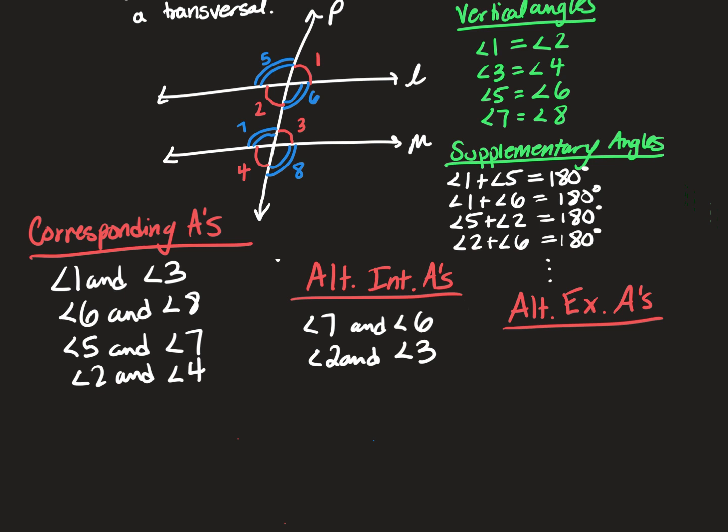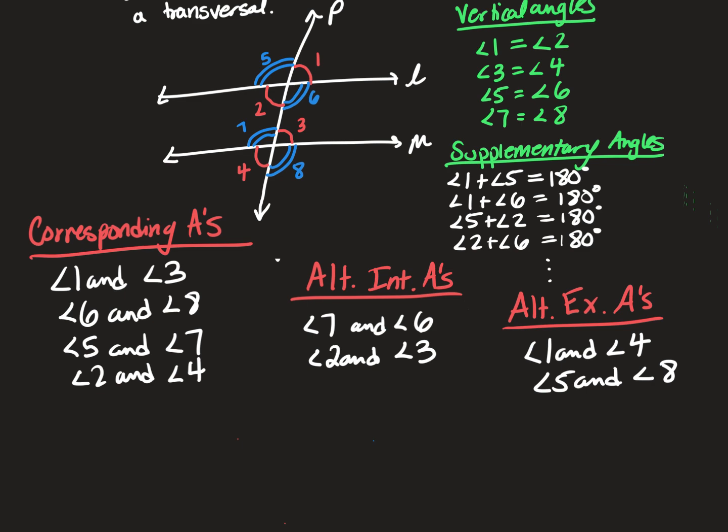Now, alternate exterior, meaning outside, is 1 and 4. So angle 1 and angle 4 are alternate, meaning they're on alternate sides of the transversal. They're exterior, they're outside, and they're both angles, and they're congruent. And same with 5 and angle 8.